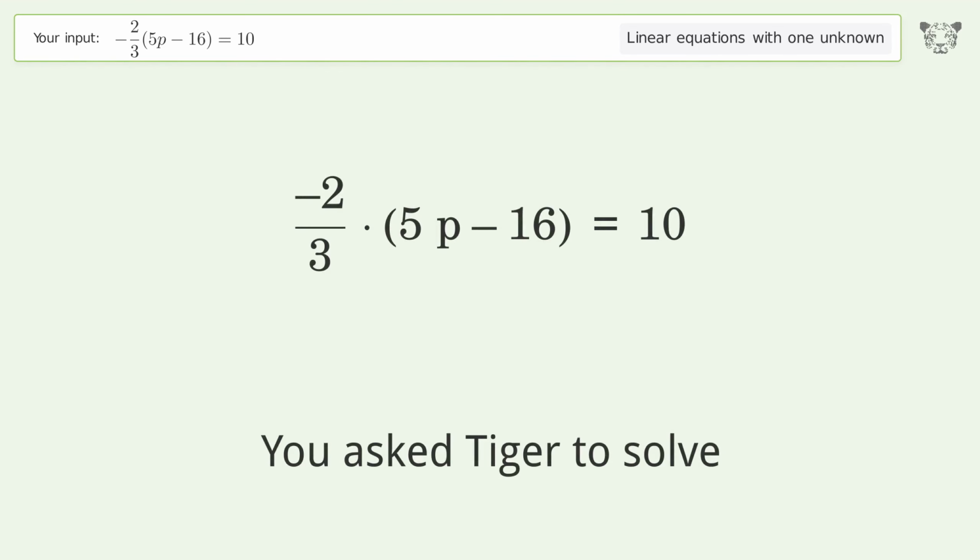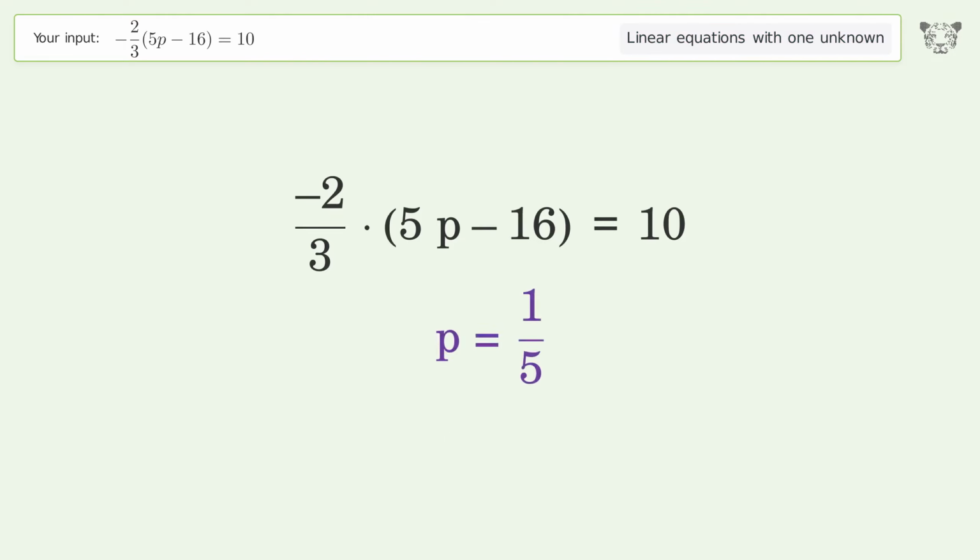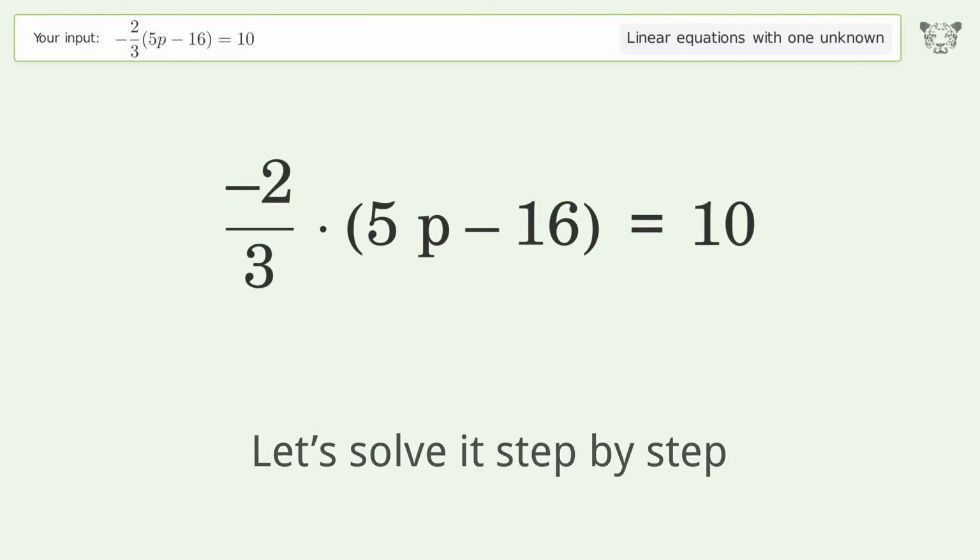You asked Tiger to solve this. This deals with linear equations with one unknown. The final result is p equals 1 over 5. Let's solve it step by step.